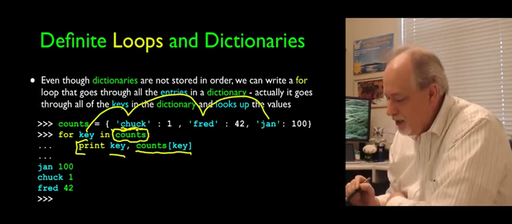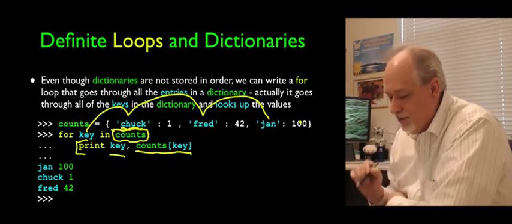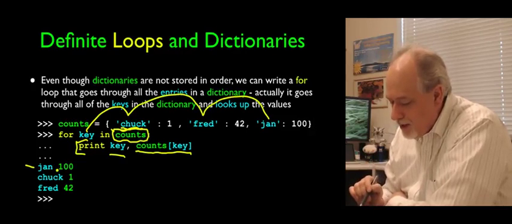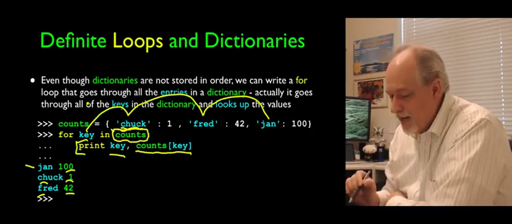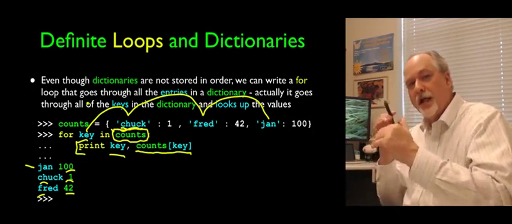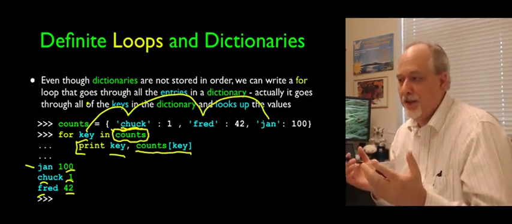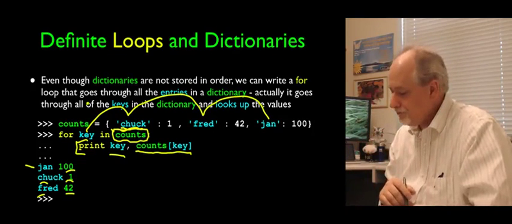So we're going to use the key, Chuck, Fred, Jan, to look up the 142, 100. And so it prints out the key and the value at it, the key and the value at it, and the key and the value. And so we're able to go through the dictionary and look at all the key value pairs, which is the common thing that you really want to do. Okay?